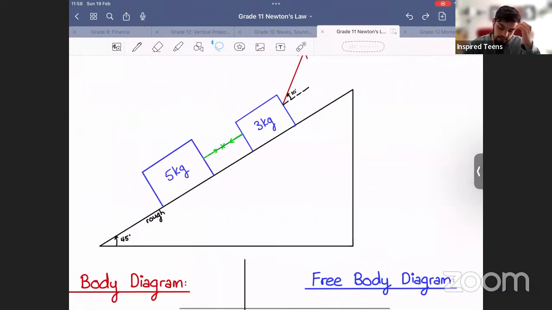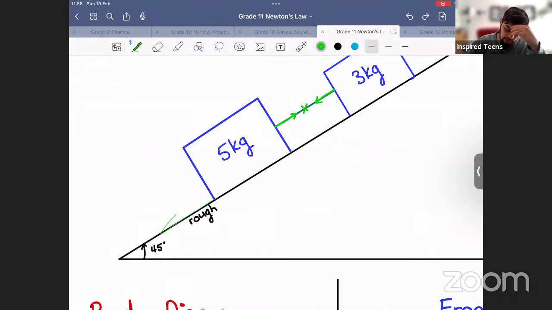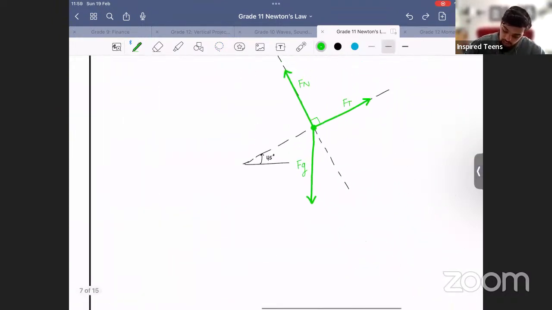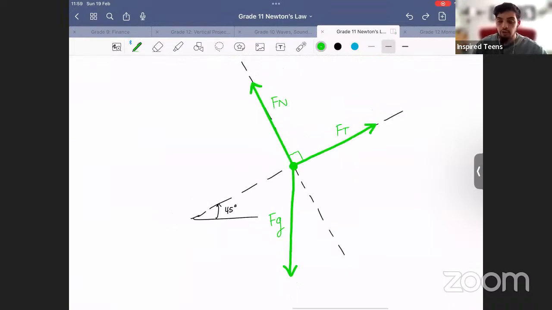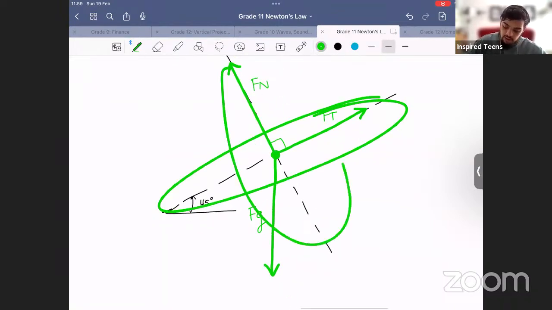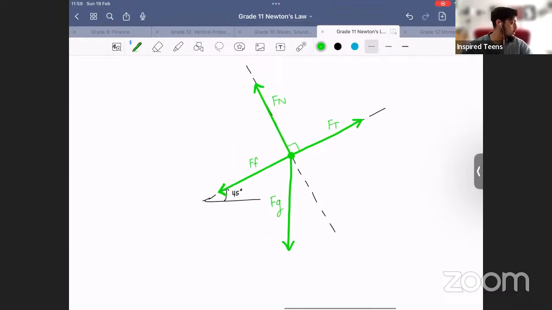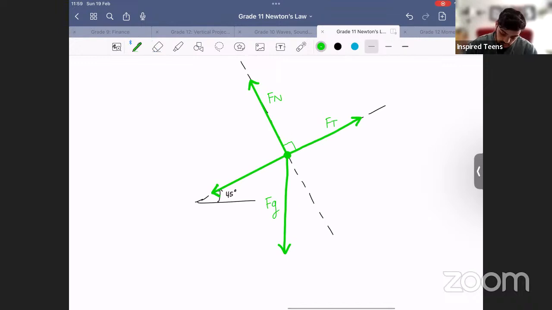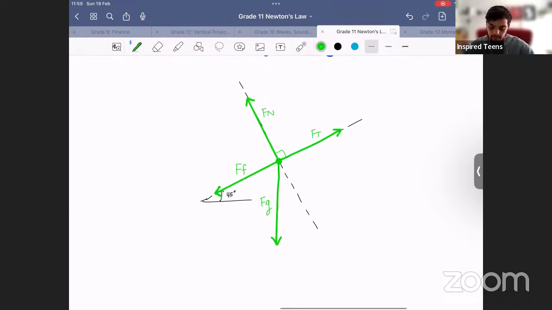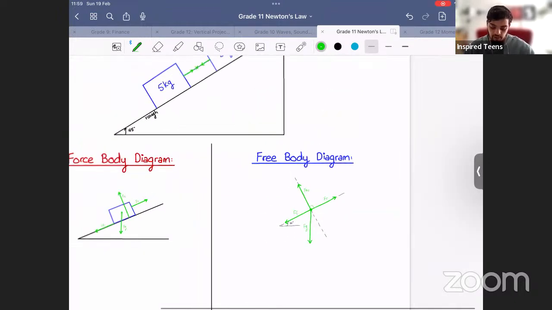Lastly, friction down the slope. So directly opposite. Obviously you're going to use a ruler, so yours are going to be even more straight than mine, because mine are not even perfect. But friction would be down the slope, opposite to the direction of that tension, just like this. Call this frictional force. And that's our free body diagram for the 5 kg object.